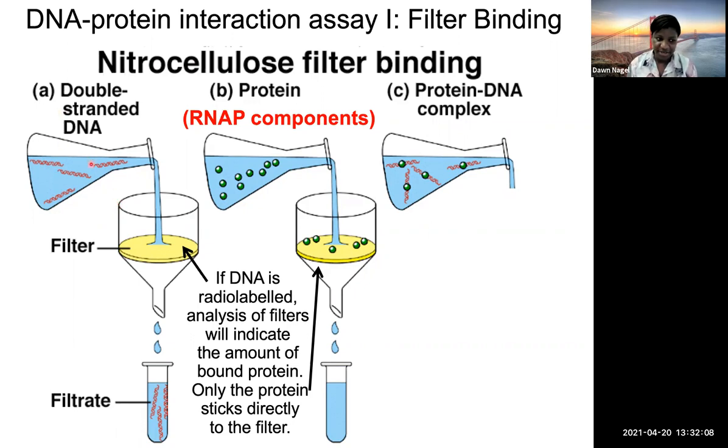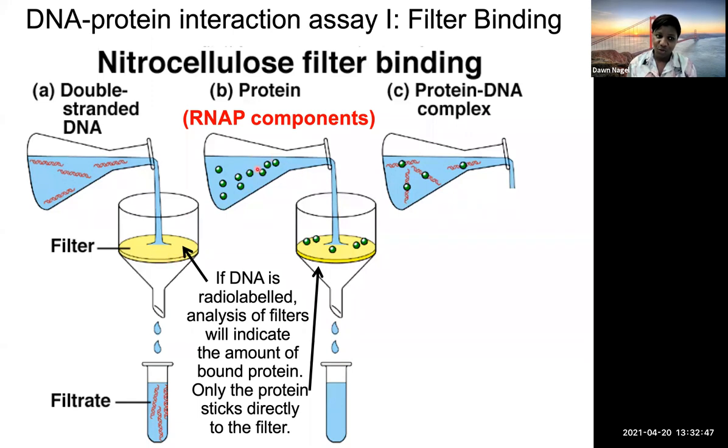If you add a solution of double-stranded DNA to a filter, it will go right through that filter into your test tube. So if the DNA is labeled, you can check the filter to see whether the DNA is on the filter or not. And if it's not on the filter, that means it flowed through into your test tube. So if proteins are large, proteins cannot go through this filter.